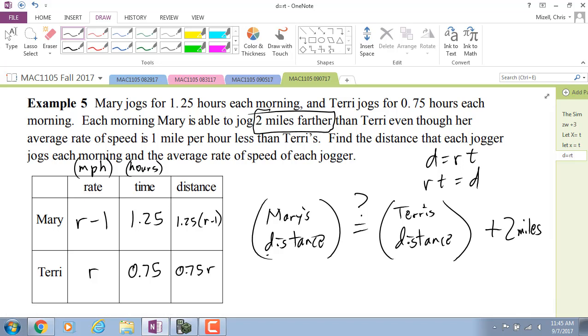Common mistake is to put a minus 2 there. Did it feel like minus 2 might seem more appropriate than a plus 2? Mary's able to jog 2 miles farther than Terry. Somehow if we can translate that to Mary's distance is equal to Terry's distance plus 2 more miles, then the equation I think makes sense.